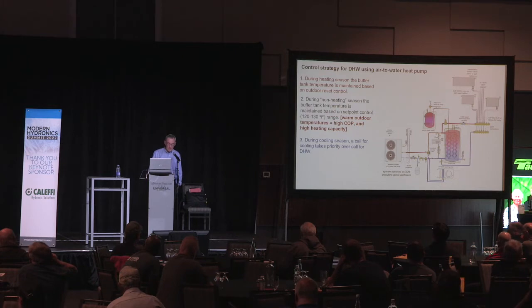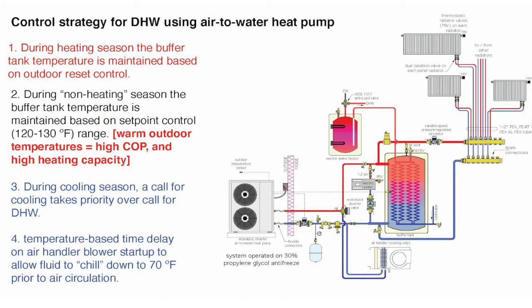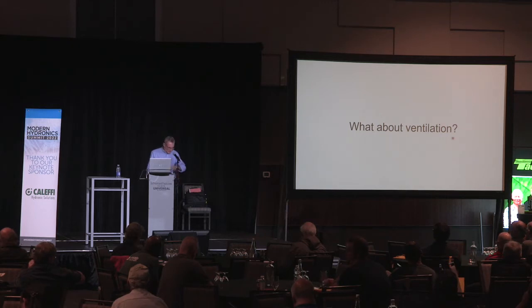During cooling season, a call for cooling, I've got that backwards again. It says call for cooling takes priority over call for domestic. You could do it either way, quite honestly, but actually what I just described to you was domestic hot water as the priority load. Temperature-based time delay on air handler blower startup to allow fluid to chill down before you restart the blower for cooling. So again, you can start to see some new control concepts working in based on the presence of chill water in the system. Okay, ventilation.